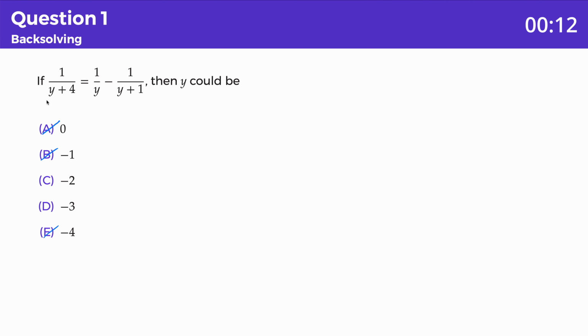Just test substituting y by minus 2, for example. So 1 divided by minus 2 plus 4 would be equal to minus 1 half minus 1 divided by minus 2 plus 1. So we get 1 divided by 2 is equal to minus 1 half plus 1. This is true, so our answer choice would be C.